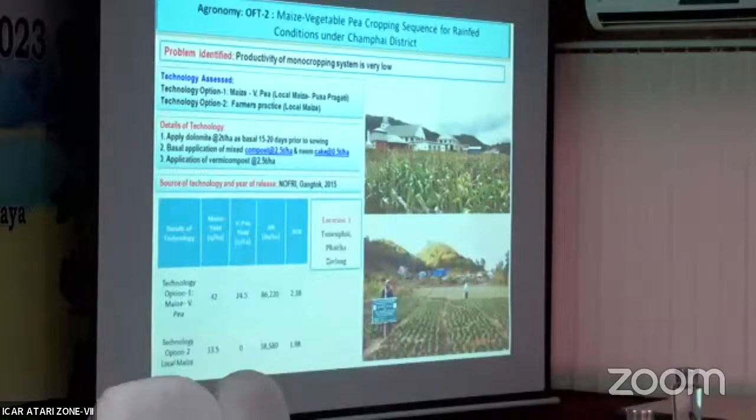Agronomy OFT 2 is a maize followed by vegetable pea cropping sequence for rainfed conditions under Champhai district. Here we use dolomite as basal application 15-20 days prior to sowing, and we even applied mixed compost, neem cake and vermicompost. Here we observe that technology 1 performs higher in yield, net returns and BC ratio as well.